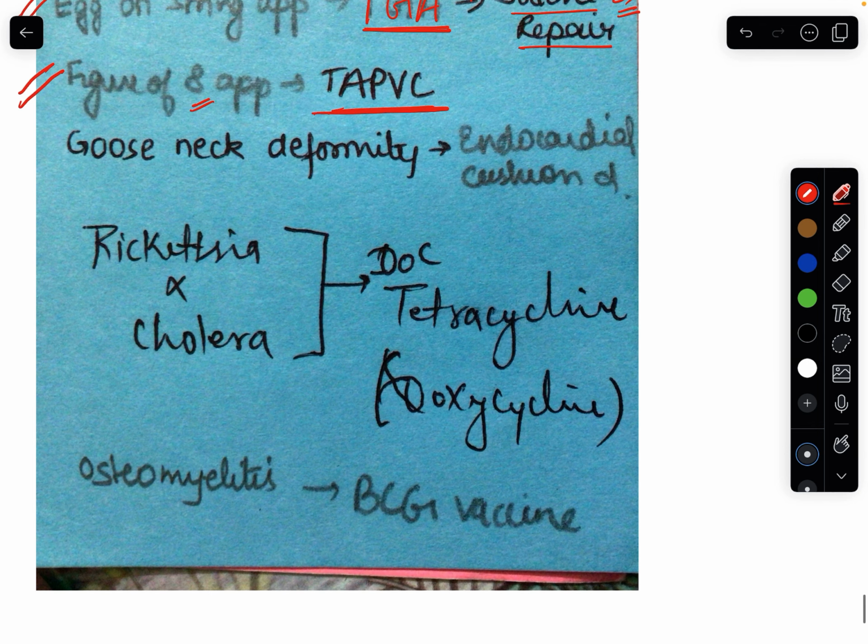Okay, now the goose neck deformity. Here we see goose neck deformity. We have to see goose neck deformity on chest X-ray in endocardial cushion defect. Please remember it, endocardial cushion defect. We used to see goose neck deformity.